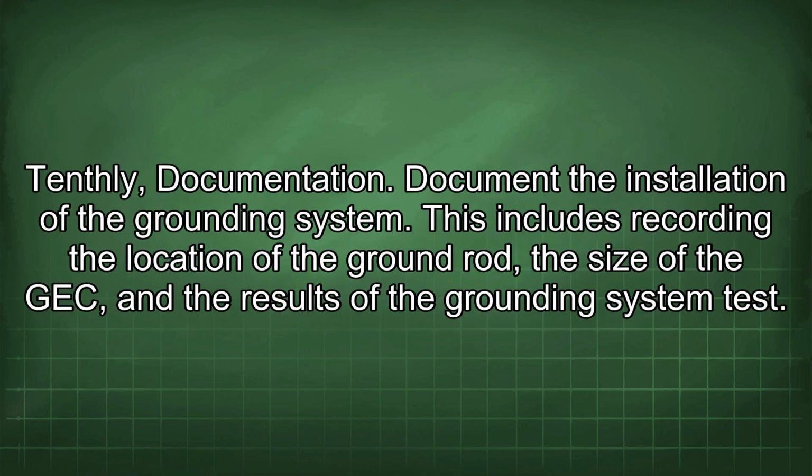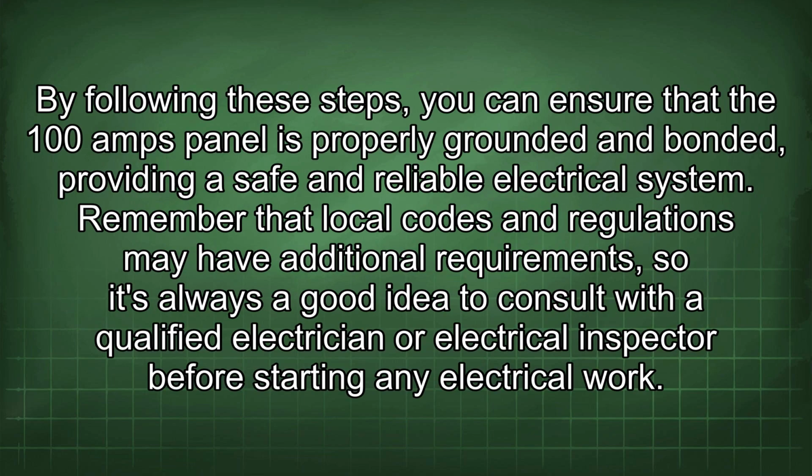Tenthly, documentation. Document the installation of the grounding system. This includes recording the location of the ground rod, the size of the GEC, and the results of the grounding system test. By following these steps, you can ensure that the 100 amps panel is properly grounded and bonded, providing a safe and reliable electrical system.